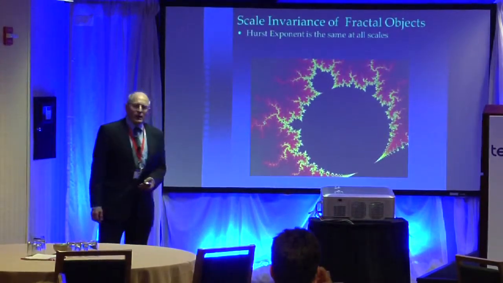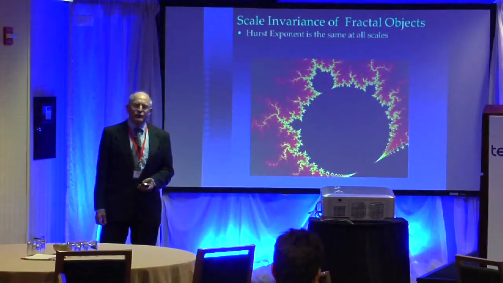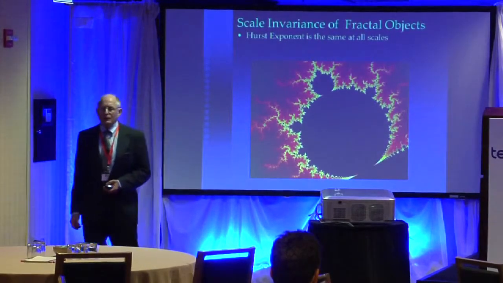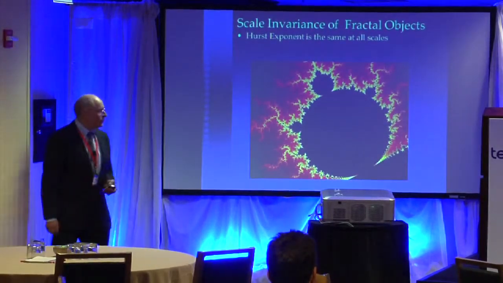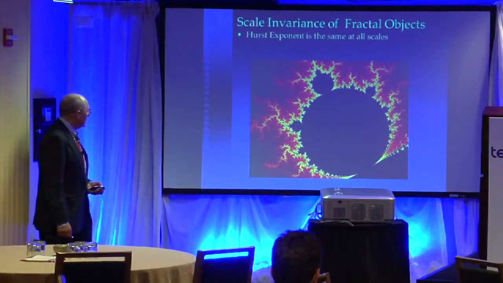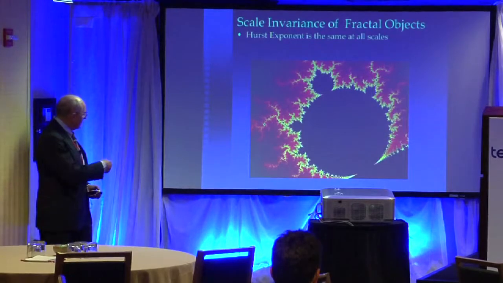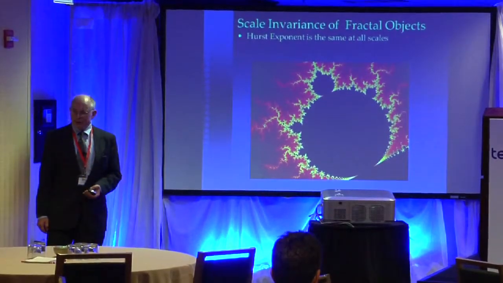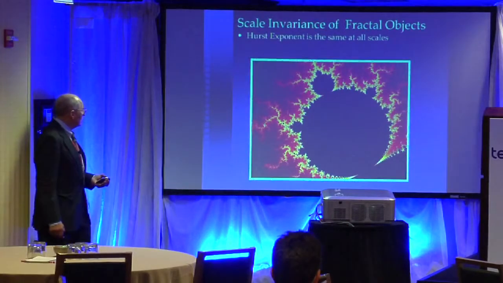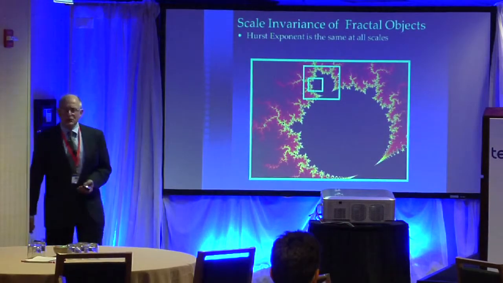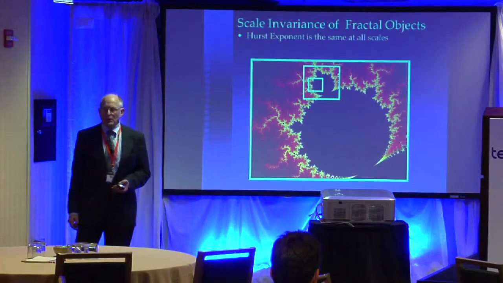There is a property that fractal objects have called scale invariance, which simply means that the fractal dimension, or Hurst exponent, is the same no matter how you look at it, no matter how you magnify it. So this is an example of an artificial fractal. It has a certain Hurst exponent or fractal dimension. But if you look at it at different magnifications, it's going to still have the same Hurst exponent.